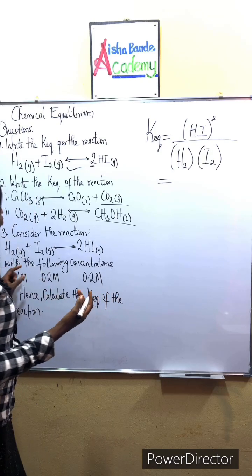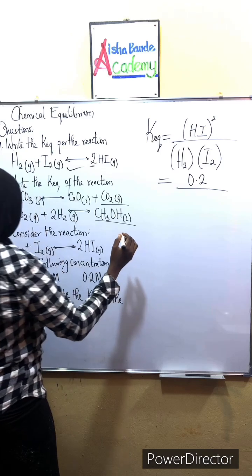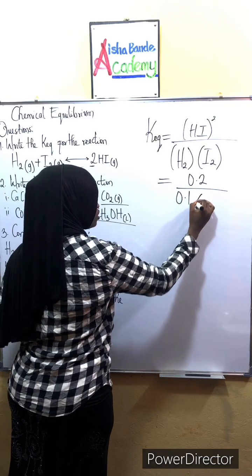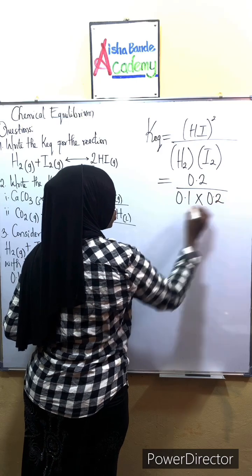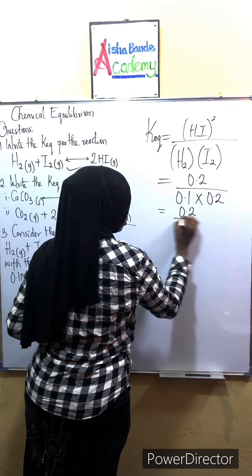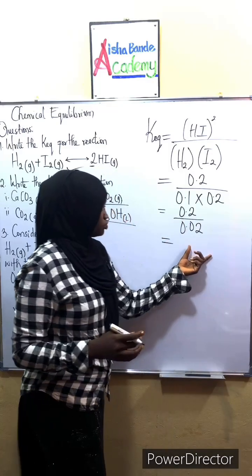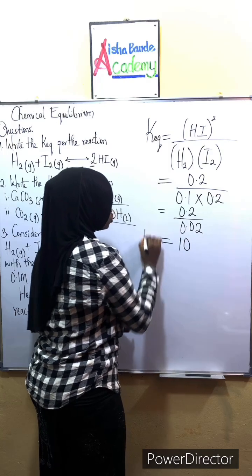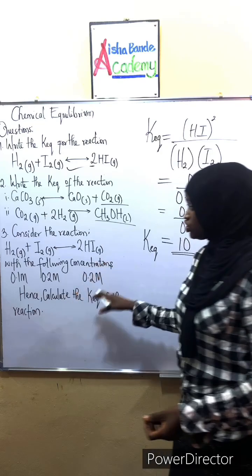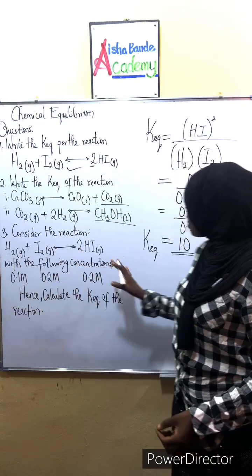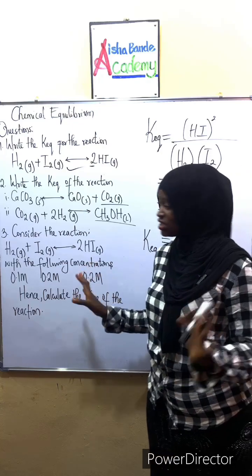Okay, so now let's substitute in the concentrations. So we have the concentration of the product, which is 0.2, all over that of the first reactant, which is 0.1, multiplied by the second reactant, which is 0.2. So here we have 0.2 all over 0.02. So dividing 0.2 by 0.02 gives us a value of 10. So what this means is that the chemical equilibrium, given the concentrations of the reactants and products, gives us a value of 10. Okay, so this is just as simple and as straightforward as this.